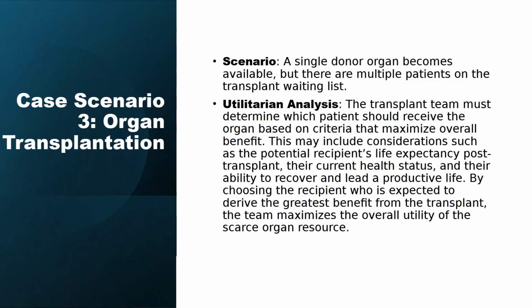In short, an older person may not get the benefit if there is a younger person available with a better health condition. So, automatically the doctor needs to decide who gets this organ transplant. So, the younger one with better health will get the benefit. By choosing the recipient who is expected to derive the greatest benefit from the transplant, the team will maximize the overall utility of this scarce organ resource.